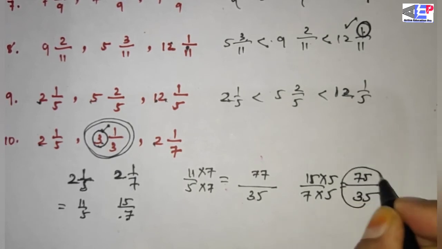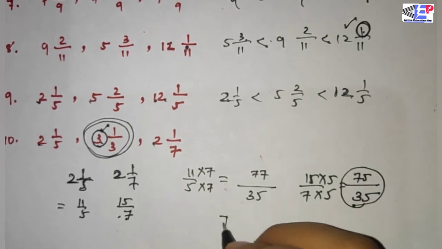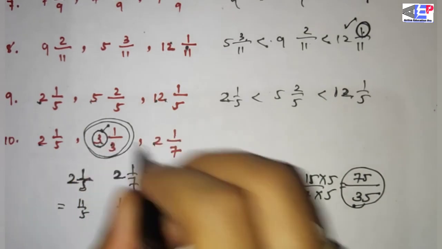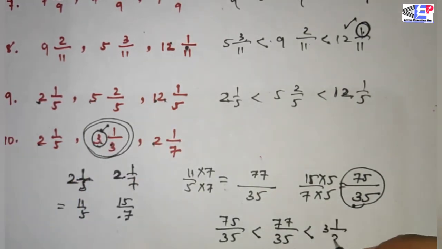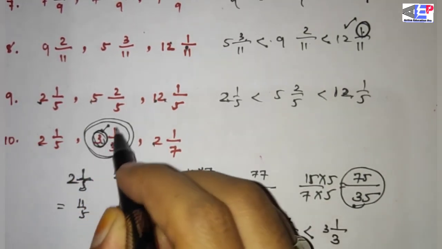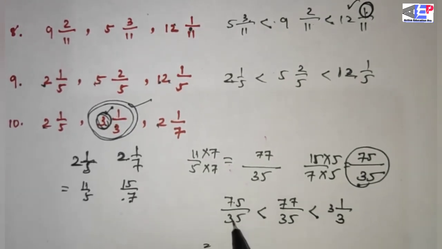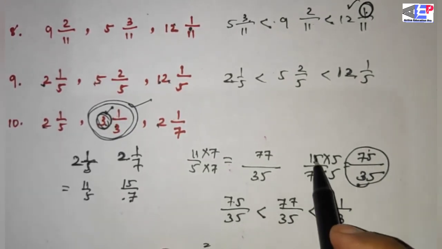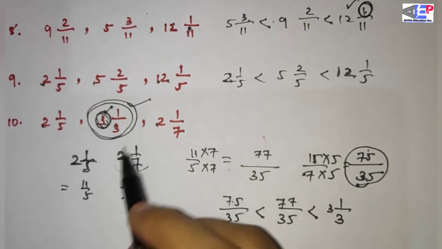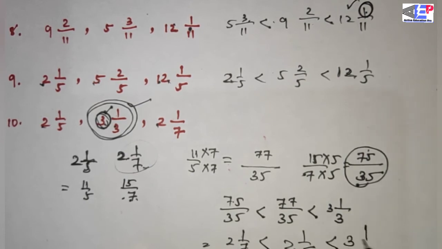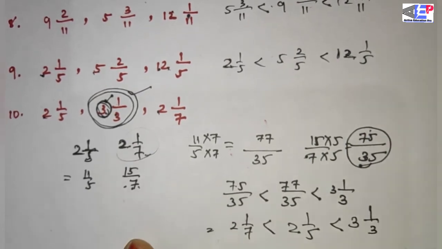Which is smaller? 75/35 is smaller, so you can write 75/35 is less than 77/35, and less than 3 1/3, because 3 is the greater whole value. But you have to replace them with the original values. 75/35 is 15/7, and the original value is 2 1/7, so 2 1/7 is less than 2 1/5, which is less than 3 1/3. So this is the answer.